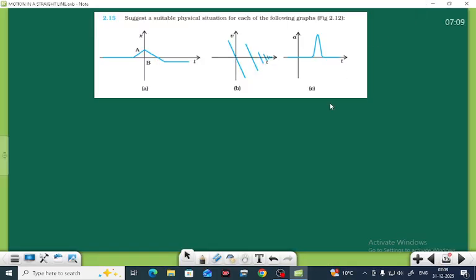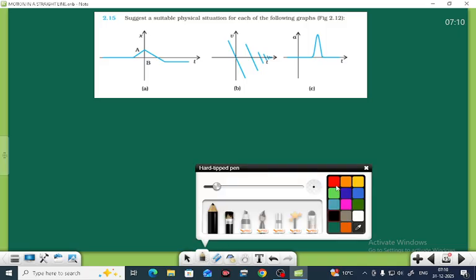Hello everyone, today we shall discuss the chapter Motion in a Straight Line. The question number is 2.15. Suggest a suitable physical situation for each of the following graphs. Number 1, you see here the graph is like this.